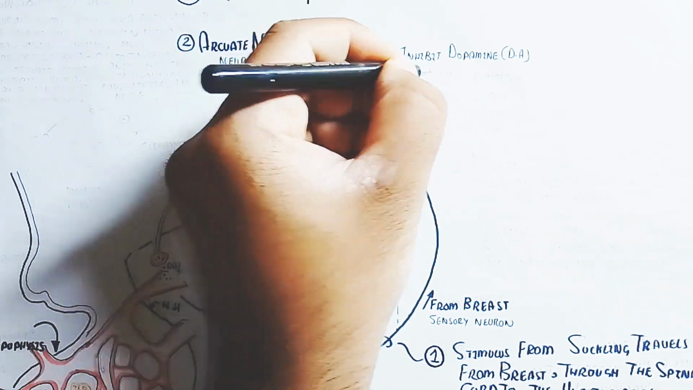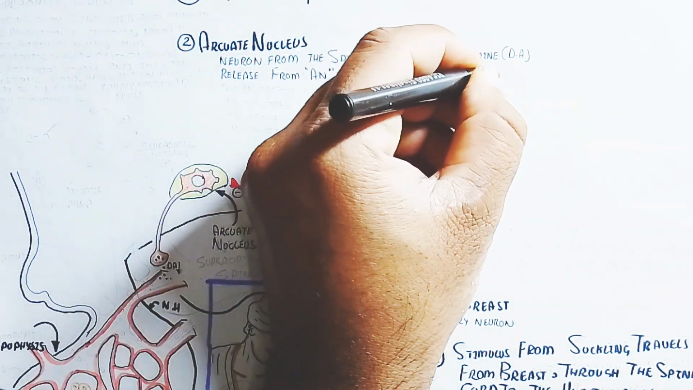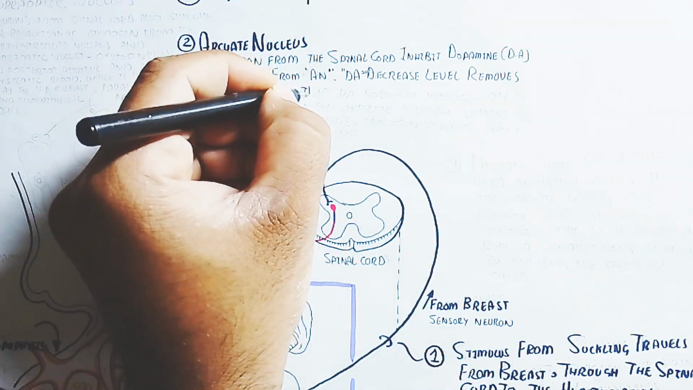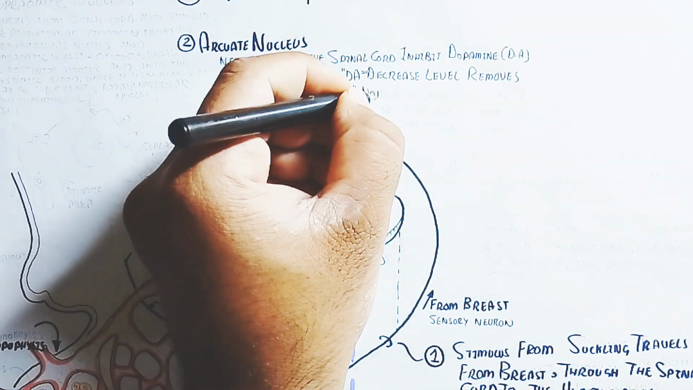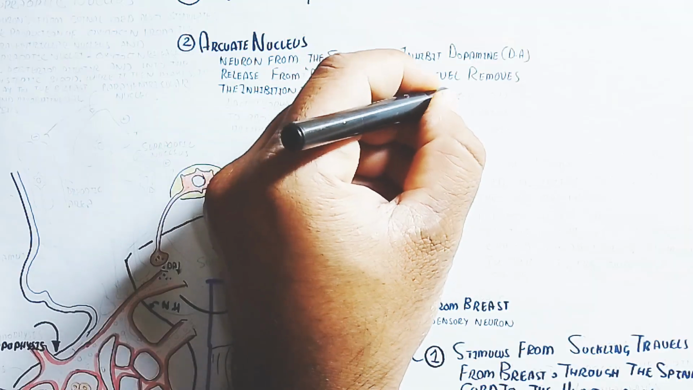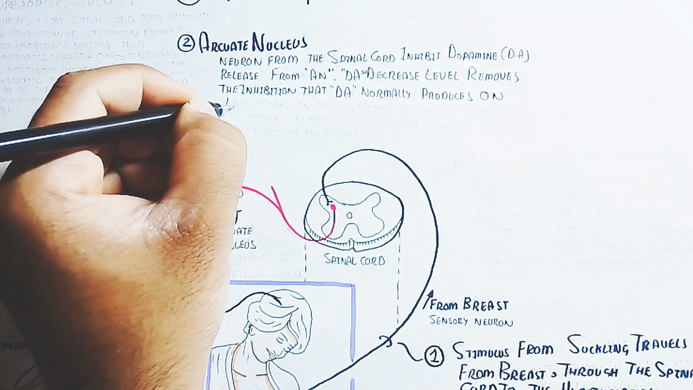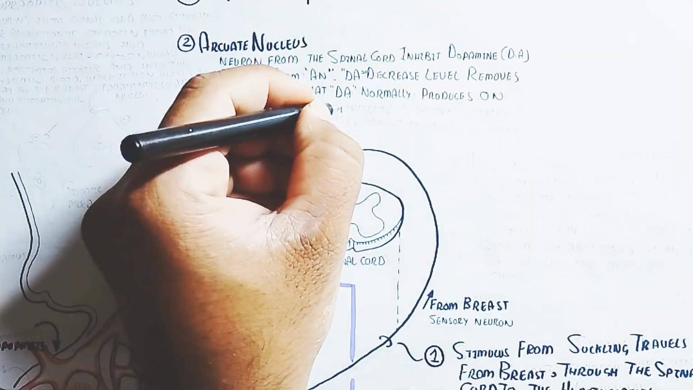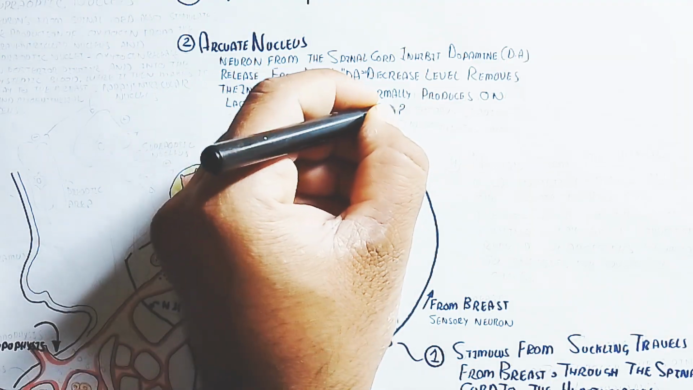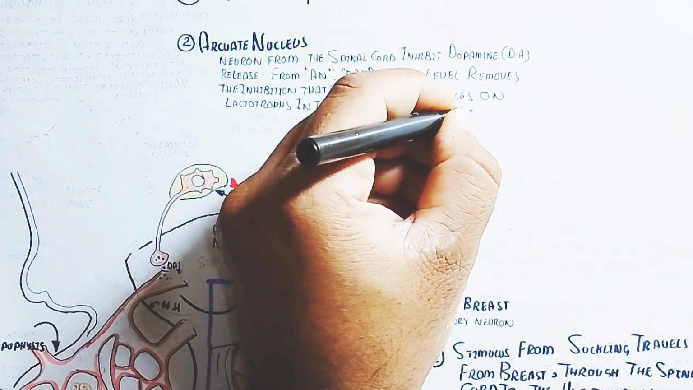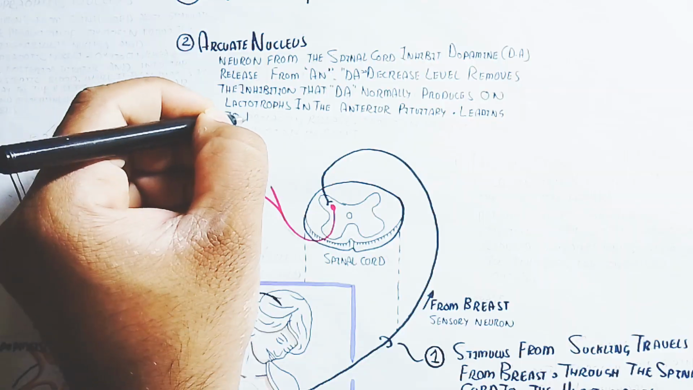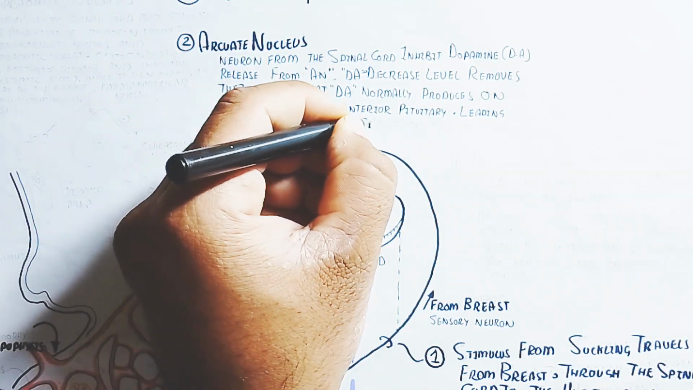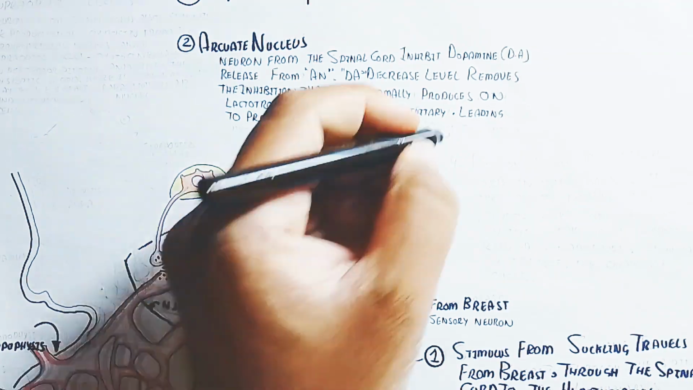So the release of dopamine will be inhibited from the arcuate nucleus, and the decreased dopamine level removes the inhibition that dopamine normally produces on lactotrophs in the anterior pituitary gland, leading to prolactin release.